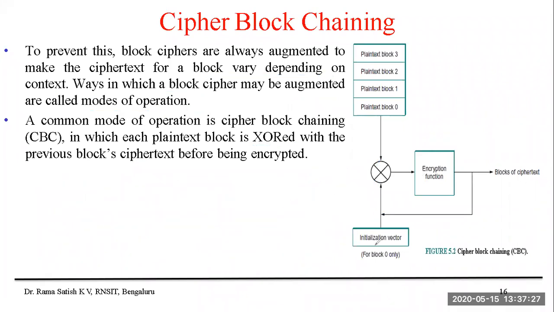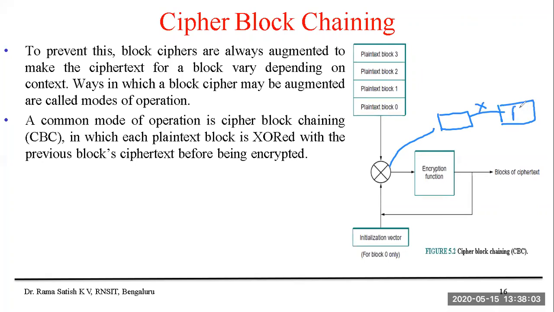Look at this diagram. You're having a text of 0 block, 1 block, 2 block, 3 block. The first block, 0 block, of course, doesn't have anything before it. So it will have an initial value. We call it the initial vector. This initial vector and the block are added, and you'll get a ciphertext. This ciphertext is again added with block 1. It is XORed with block 1.